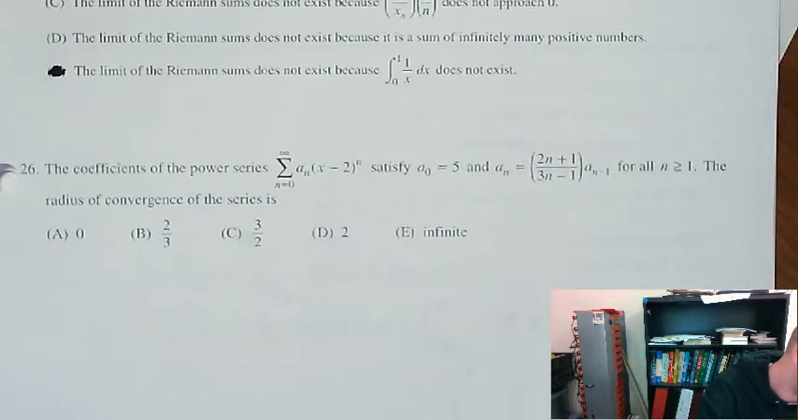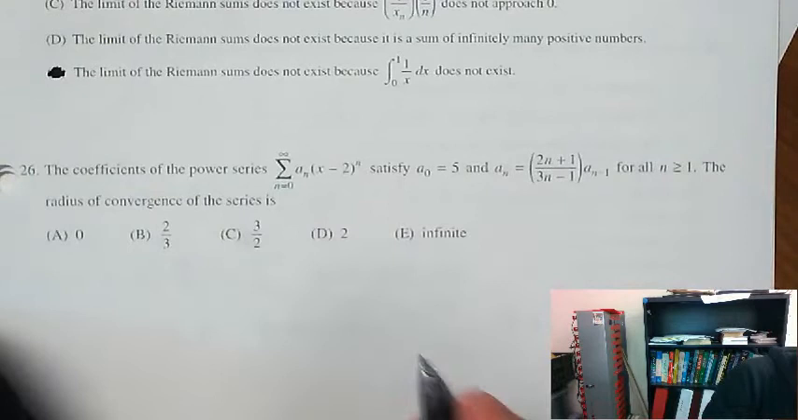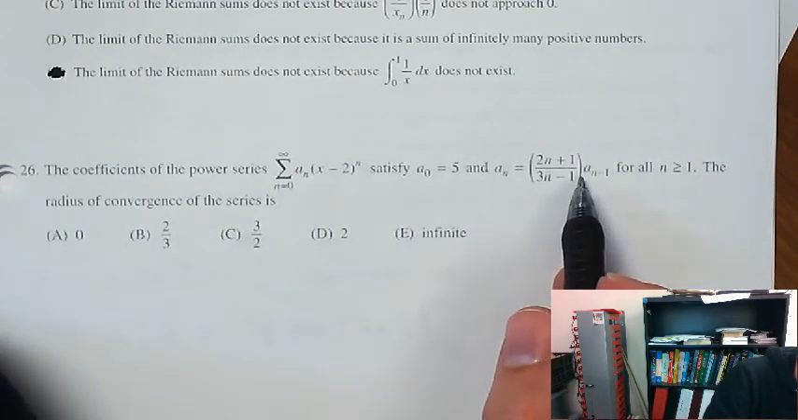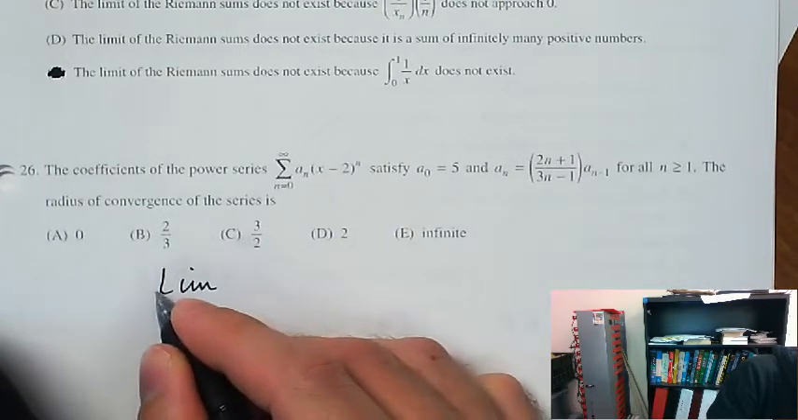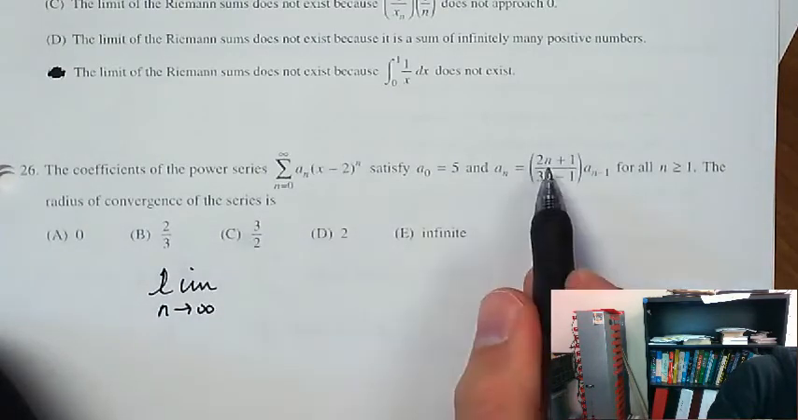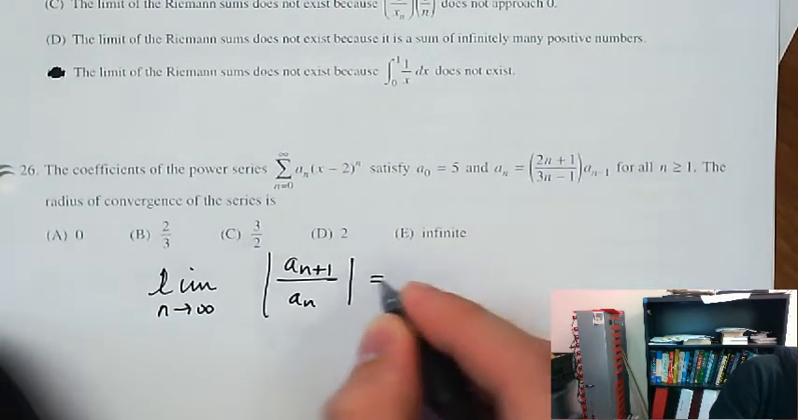Coefficients of the power series satisfy a0 equals 5, and an is this number times an minus 1. Interesting. Okay, so what we're going to do is the ratio test on this one. So we're going to be taking the limit as n approaches infinity of the absolute value of an plus 1 divided by an.